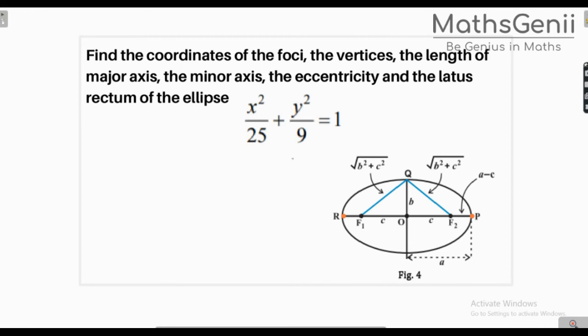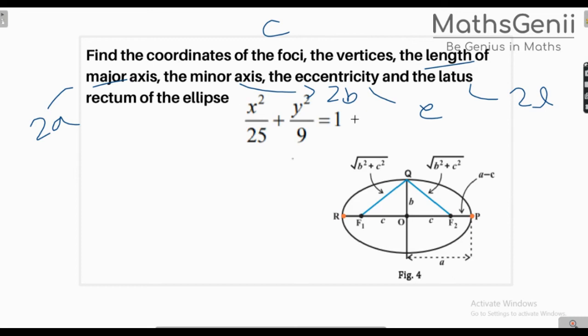See, using questions, all the steps will be super clear and easier for you. So he has asked to find the coordinates of foci, means C. Then he has asked you to find the length of major axis, which is 2A. Length of minor axis, 2B. Eccentricity E. Latus rectum 2L. So these are all the things, everything possible he has asked you. So good, everything could be revised. It is already in the standard form. You have one here, so you don't have to convert. Your first step is done.